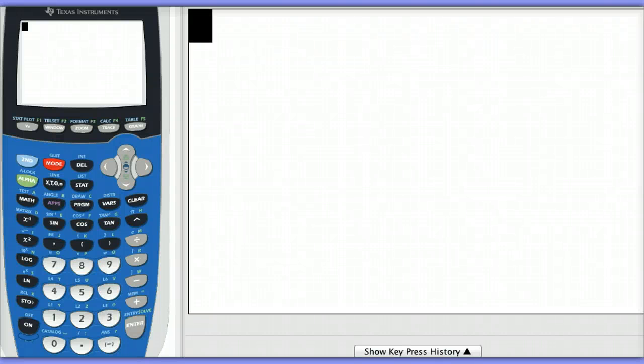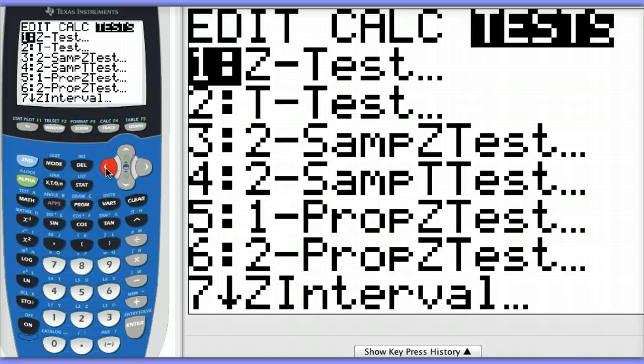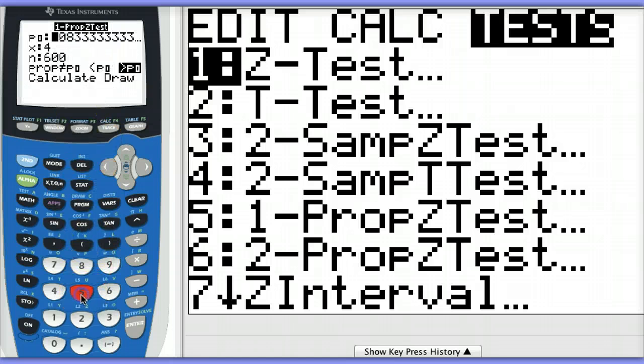Let's take a look at how to do a one proportion z test on our calculator. To do this, we'll go to Stat, over to Tests, and choose one proportion z test, which is option 5.